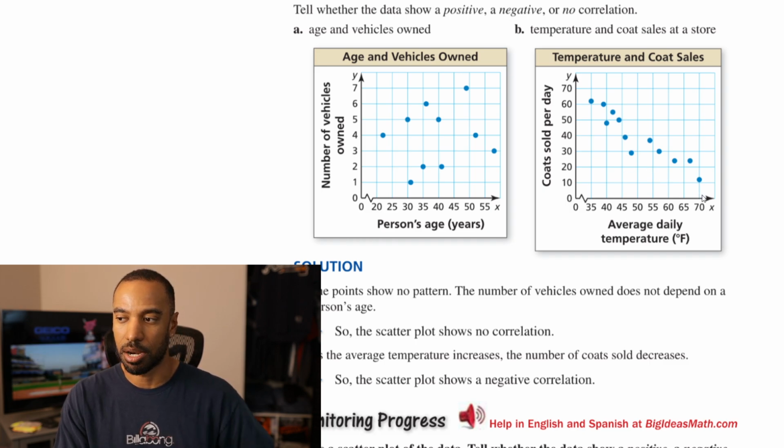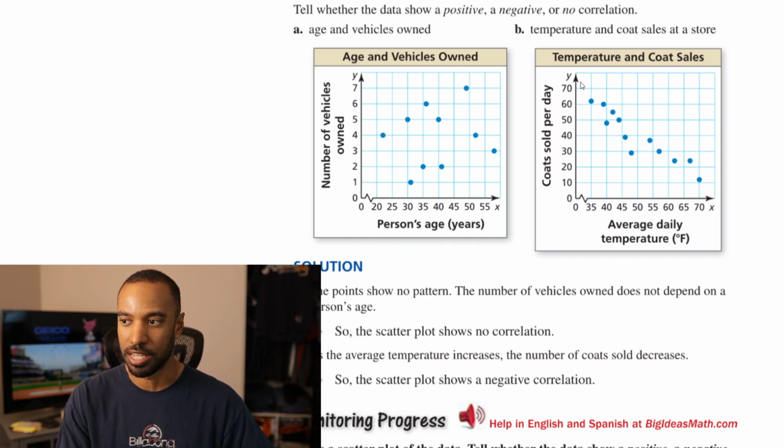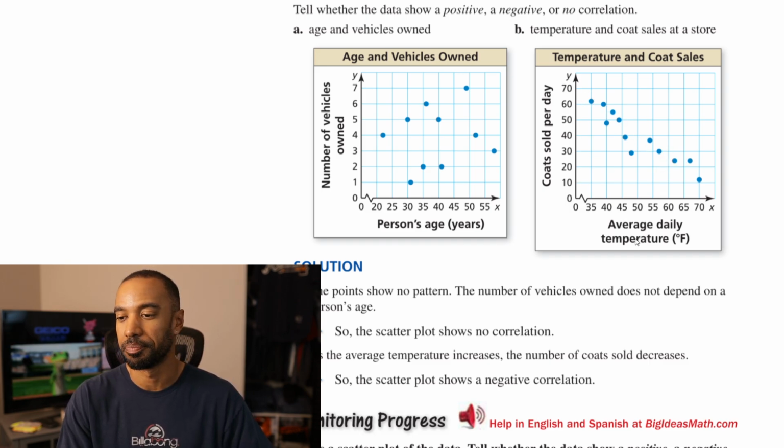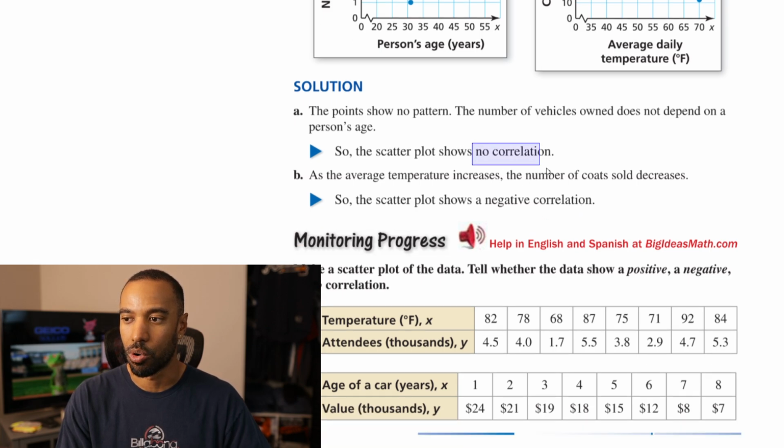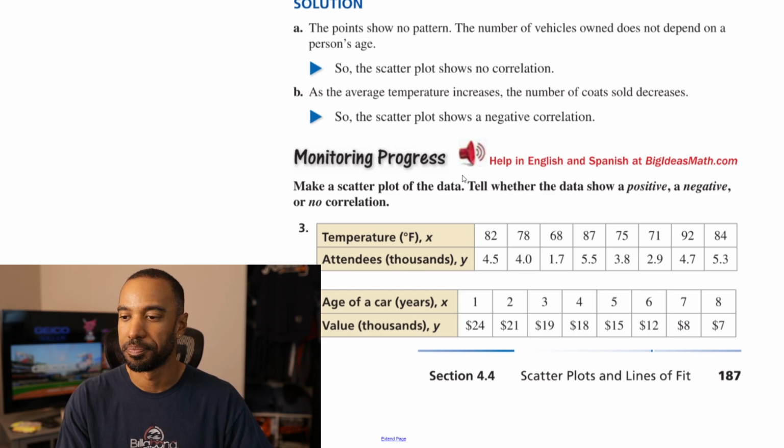Anyway, so as the temperature increases, the coats sold per day decreases. You can see there's a negative correlation there. There is a correlation, and it's a negative slope. So that's what we're saying. No correlation for the first, negative correlation for the second.